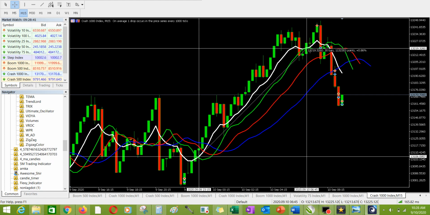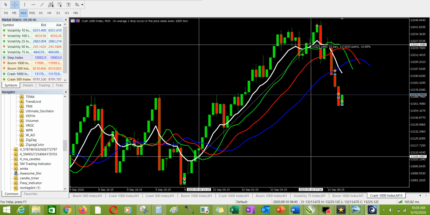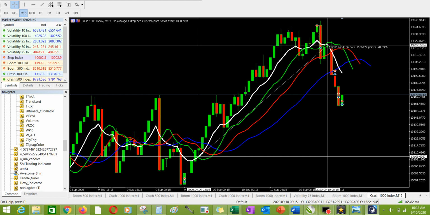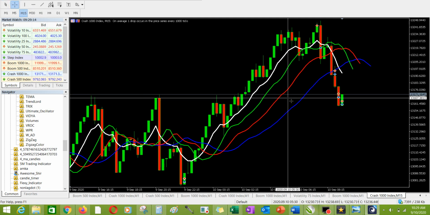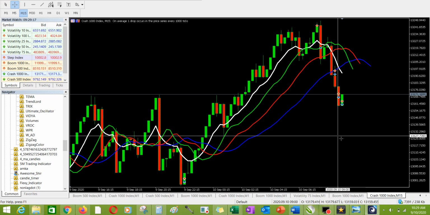Personally, I would have hedged out here and pocketed my profit, but check it out, it went back up again, and this is when it finally crossed down. And once it crossed down, you see it going down. So presently, crash 1000 is on a downtrend. We've seen a bullish movement here, but I bet if you check again, you will still see it going down, because it will get to this level before, if not here, but it will get to this level before it reverses totally.